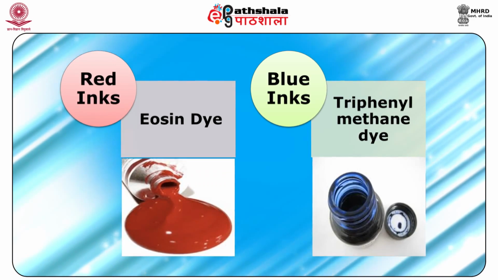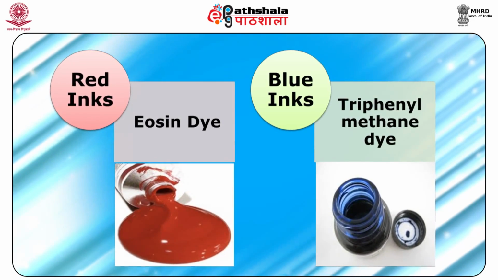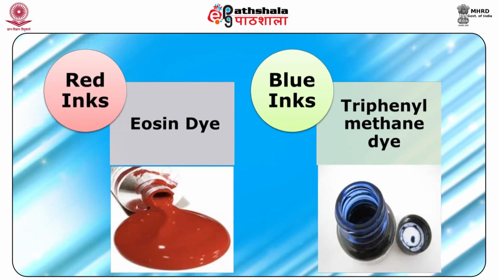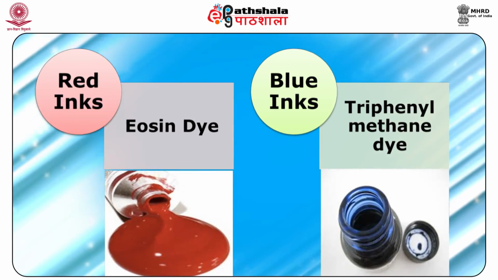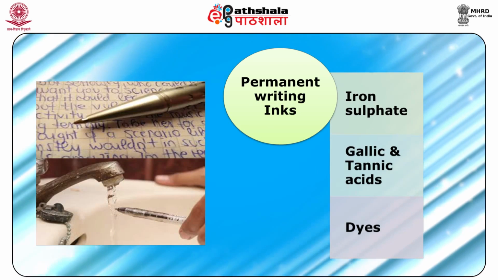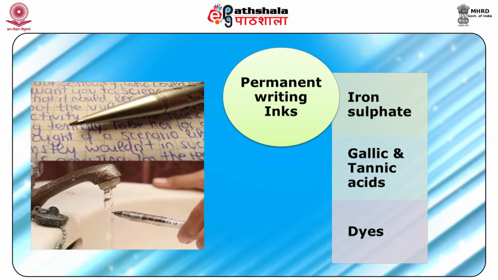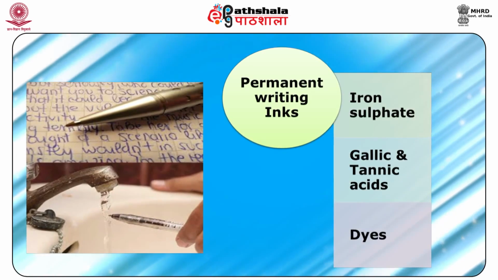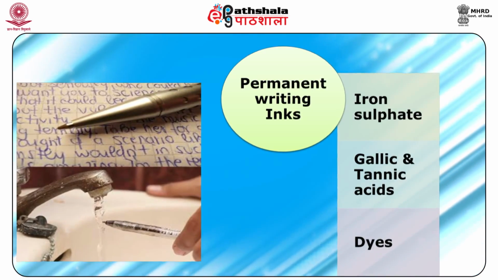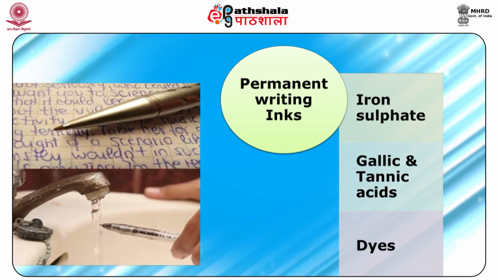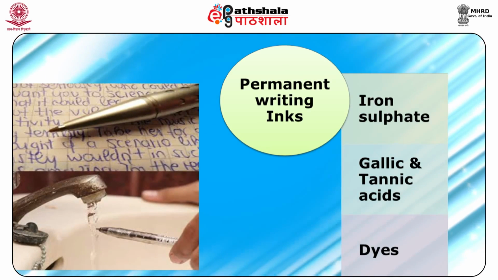Most red writing inks are a dilute solution of the red dye eosin. Blue color can be obtained with substituted triphenyl methane dyes. Many permanent writing inks contain iron sulfate and gallic and tannic acids, as well as dyes. Now, ballpoint ink is usually a paste containing 40 to 50% of dye.